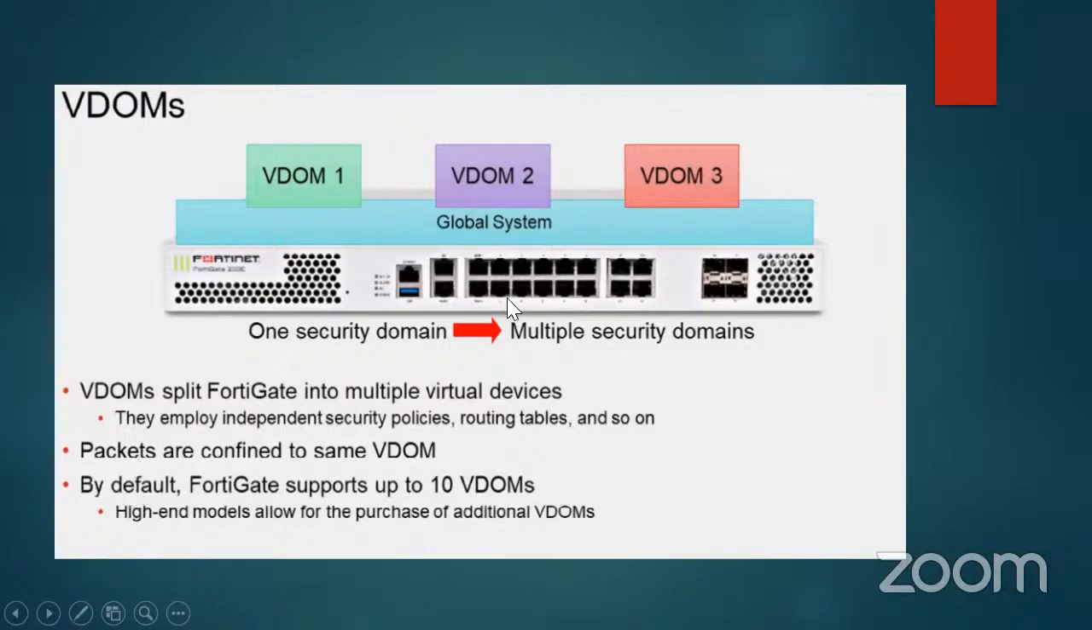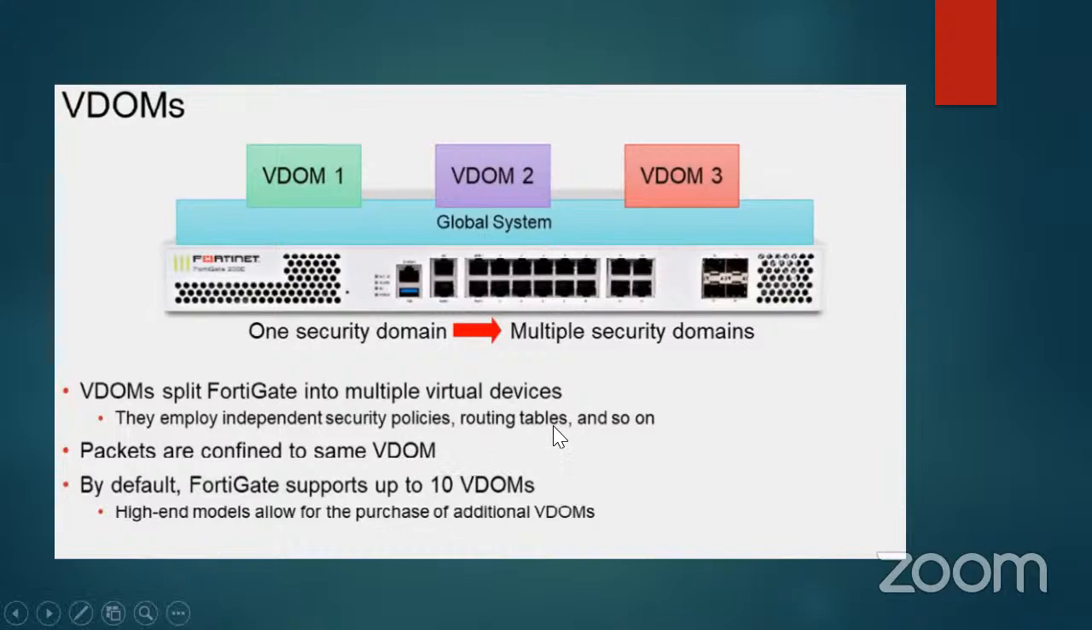And even the interfaces can be divided based on the VDOMs. For example, the first four interfaces should be in VDOM 1. The next four should be in VDOM 2. Another four should be in VDOM 3. Like that also we can do. So by default, FortiGate supports up to 10 VDOMs. High-end models, like I said, will allow you to have more.